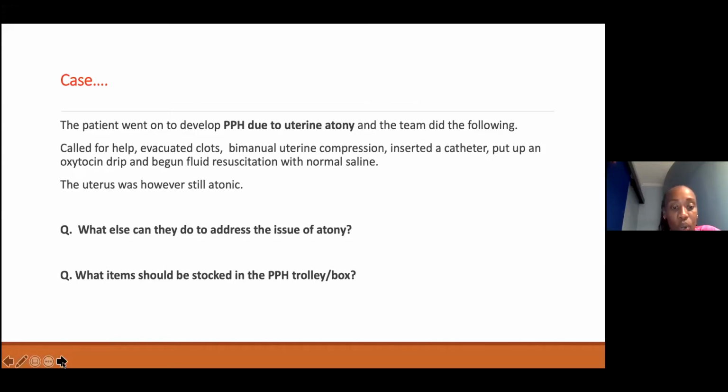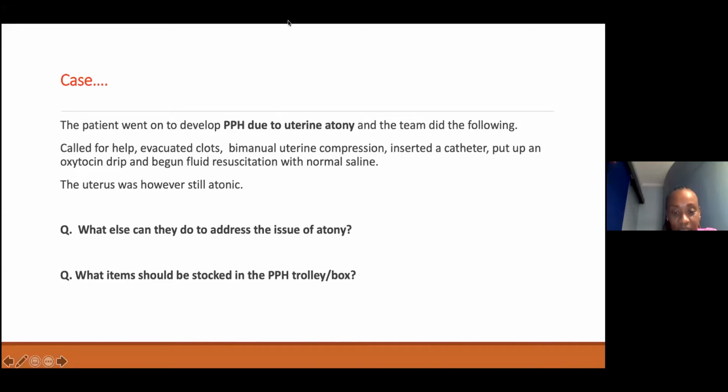Good, so what items should then be stocked in your PPH trolley? You've seen how we should manage PPH. What do you think should be at hand when you need to manage PPH? And therefore, when you go back to your unit, you're going to develop a PPH trolley content. Foley's, yes, I've seen someone put Foley's catheter. What else? Misoprostol, good. IV lines, yes. IV fluids, cannula, yes.